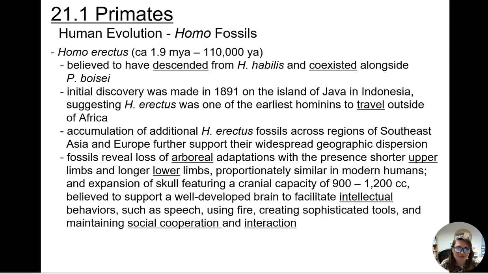The accumulation of additional Homo erectus fossils across the region in Southeast Asia and Europe further support their widespread geographic dispersion. Fossils will reveal the loss of arboreal adaptations with presence of shorter upper limbs and longer lower limbs, proportionally similar to modern humans, and the expansion of skulls featuring the cranial capacity of now 900 to 1200 cc's. That's believed to support a well-developed brain to facilitate intellectual behaviors such as speech, using fire, creating sophisticated tools, and maintaining social cooperation and interaction in groups.